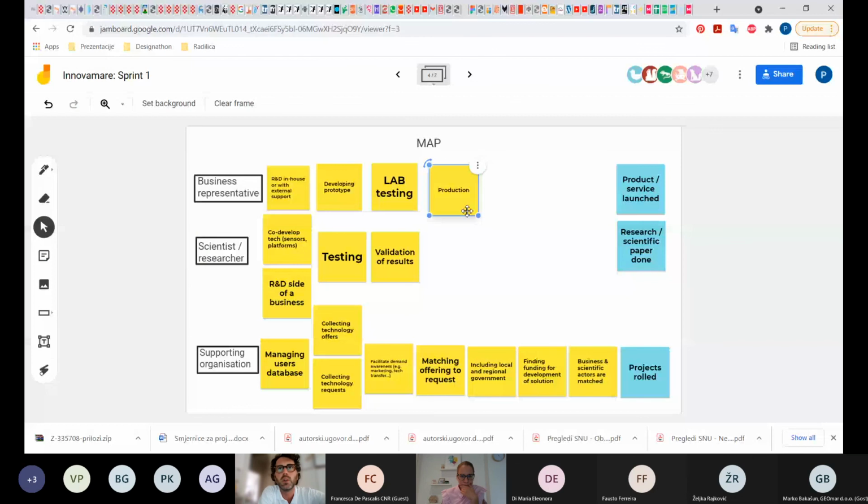So these are the steps, let's say, that we normally can witness when we are following the enterprises that are part of our cluster. So yes, it's the testing. Initially it could be done in the lab, and then in operative conditions, so within a real, let's say, real environment.